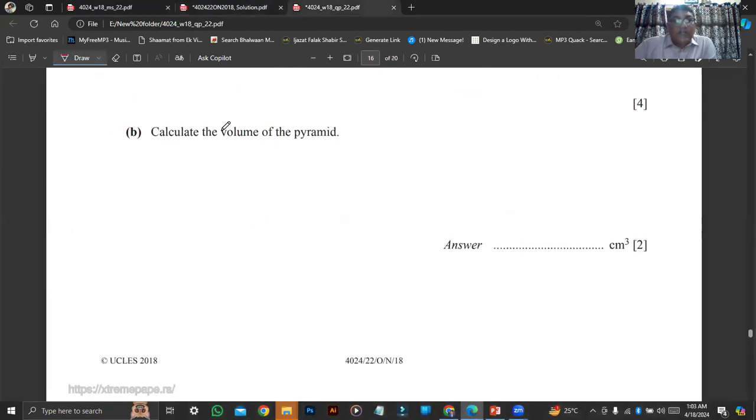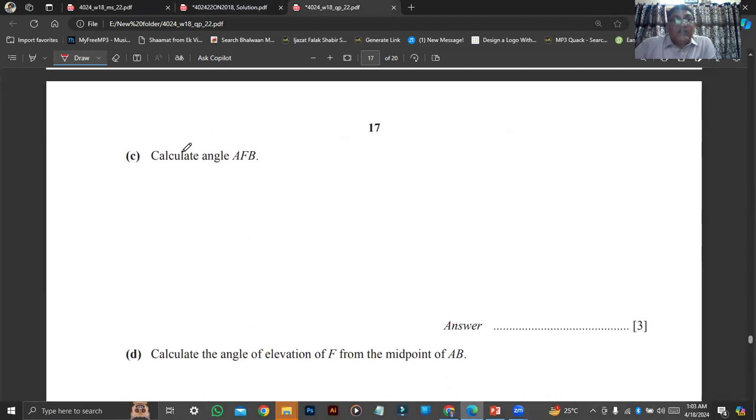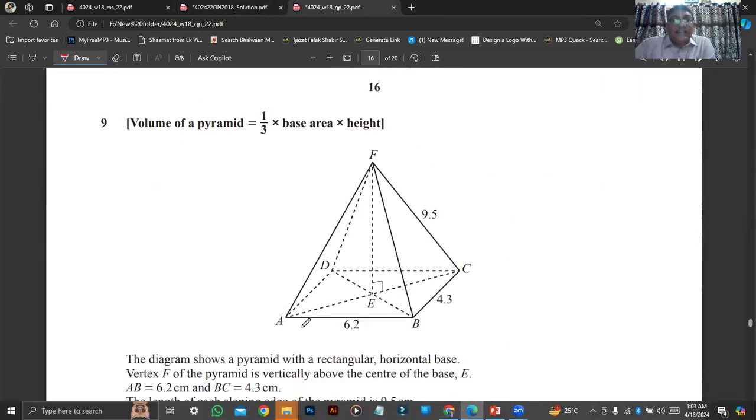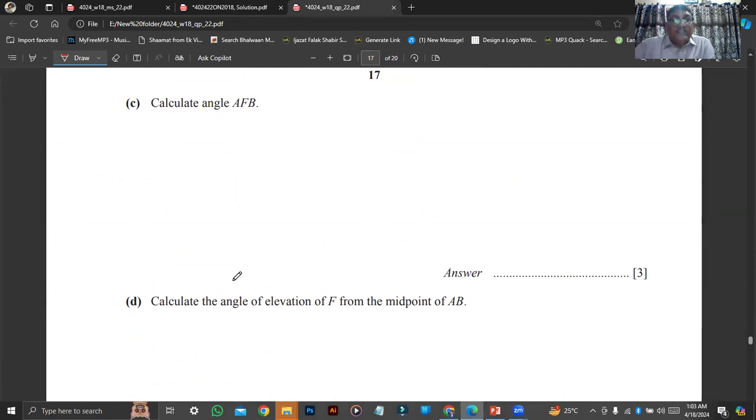Okay. Now we are going to the next part. He says calculate the angle AFB. So basically they are asking me to find out A, F, and B. So I know this FB, that is 9.5. I know the FA, that is 9.5. AB is 6.2. So this is the triangle in which I want to find out this angle AFB. So this is the question on me.